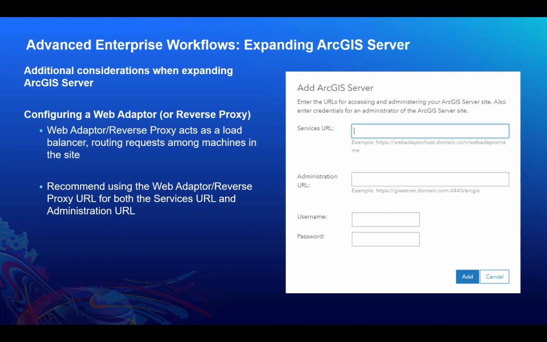This also affects federation. When you federate your ArcGIS Server site with your portal, the recommendation is to use the web adapter or reverse proxy URL as both the service URL and the administration URL. As you can see in the screenshot here, the service URL is usually the web adapter or reverse proxy URL, but we also suggest using the web adapter or reverse proxy URL for the administration URL as well when you federate. This ensures the federation of Portal for ArcGIS and ArcGIS Server is not tied to any specific server machine in a site. So if that machine gets unregistered or needs to be taken out, your federation with portal is not broken.